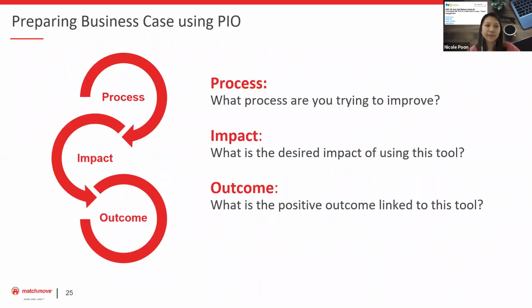One of the largest challenges we HR folks will face is to get business buy-in for any HR tech. So here I would like to share how I prepare my business case for HR tech adoption. Three simple guides to present to the management: process, impact, and outcome. First, I always ask myself, what process am I trying to improve? Then I will prepare a proper forecast and breakdown of the impact of this application. And finally, and most importantly to the business-minded people and the CFO, I will show the positive outcome that is directly and indirectly linked to this.